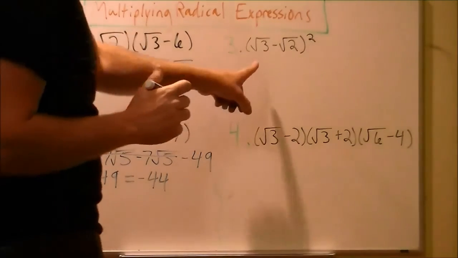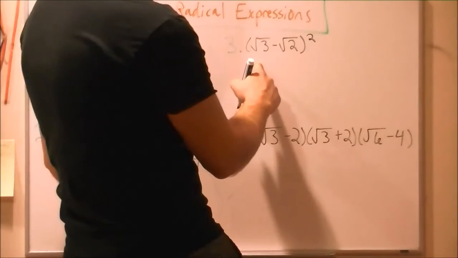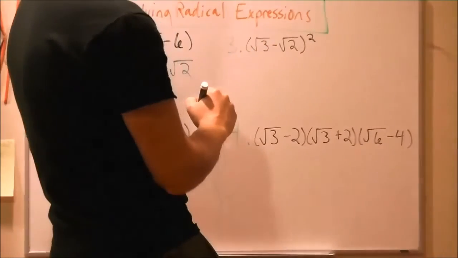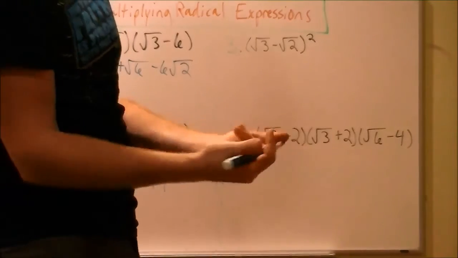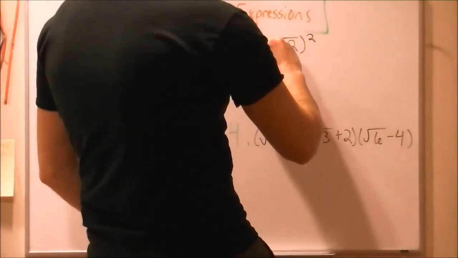All that you have to do is square the first term. Square the first term, which would make it the square root of 3 times the square root of 3, which is the square root of 9.